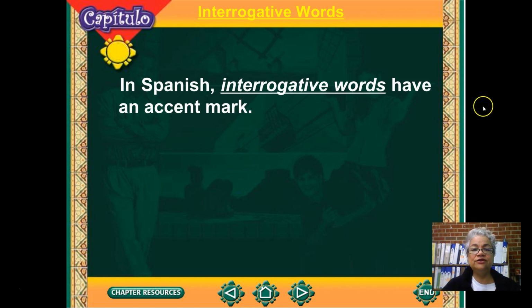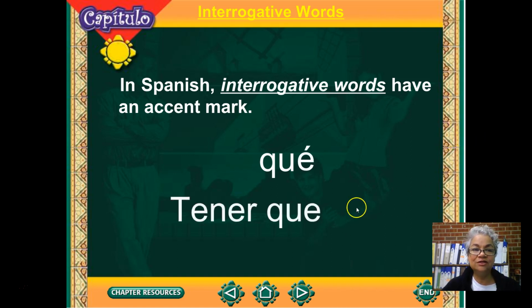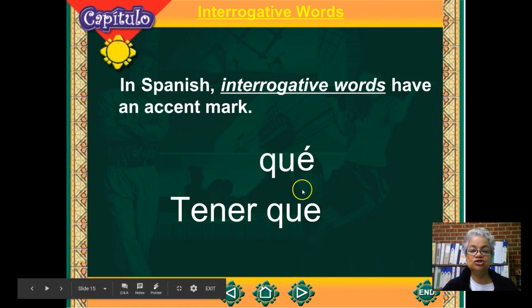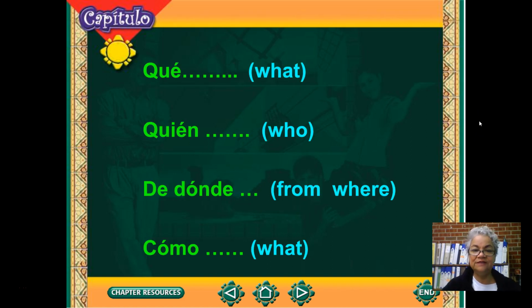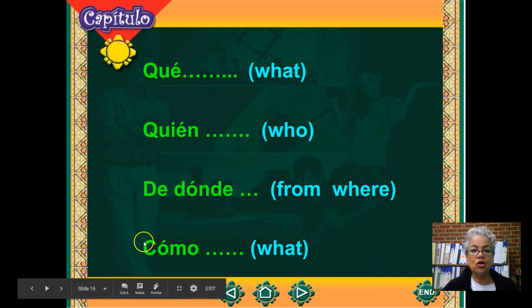In Spanish also, your interrogative words will always have an accent mark. This is meant to distinguish that word being used as a question, an interrogative, as opposed to it being used as a conjunction. For example, in to have to, as opposed to what. So you have que, tener que, practically sound the same, but they have different meanings. Here are the rest of the interrogative words we are covering. It is qué, quién, de dónde, cómo.